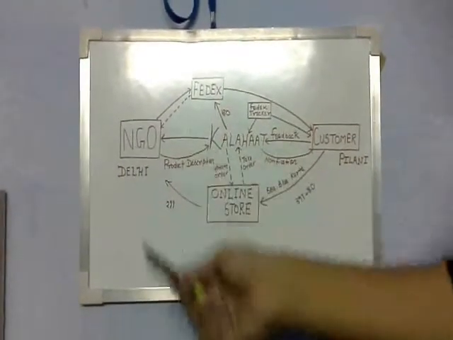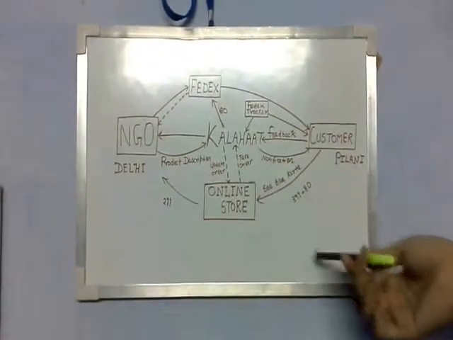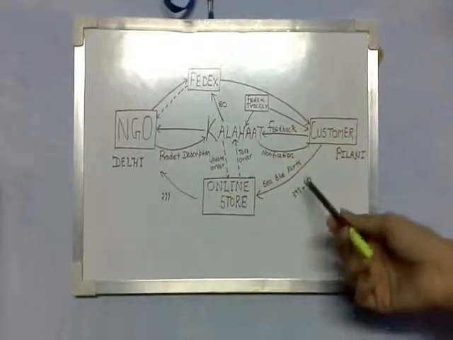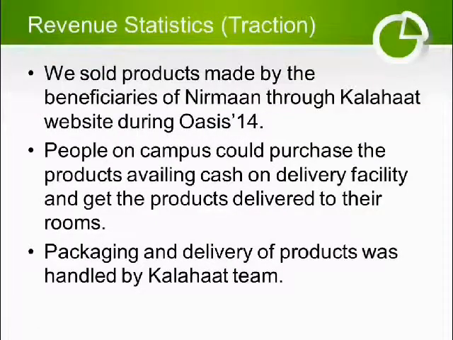So in the whole transaction, Kalahart has made a profit of 100 rupees, which is basically 25% profit over the product cost. We sold products made by the beneficiaries of Nirman organization through the Kalahart website during Oasis this year. The people on campus could purchase the products availing cash on delivery facility and get the products delivered directly to their rooms. The packaging as well as delivery of products was handled by the Kalahart team.